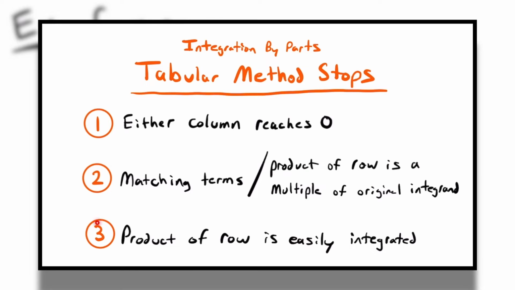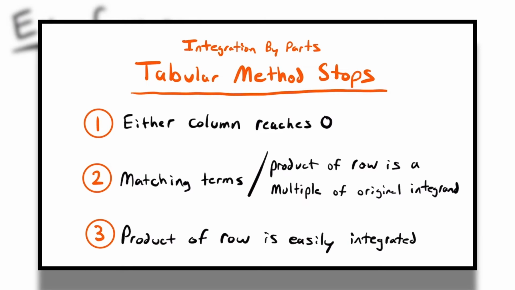And then our third stop is if you see that the product of a row is easily integrated, meaning that if two terms next to each other in the table, one from the derivative column and one from the integral column, if those two multiplied together can be integrated without integration by parts, then you want to stop taking the derivative and integrating your terms and then set up the solution to your integral. Again, we'll look at an example of that later on in this video.